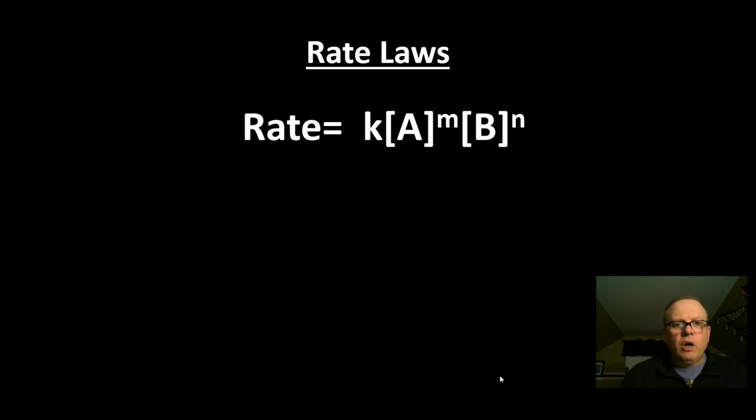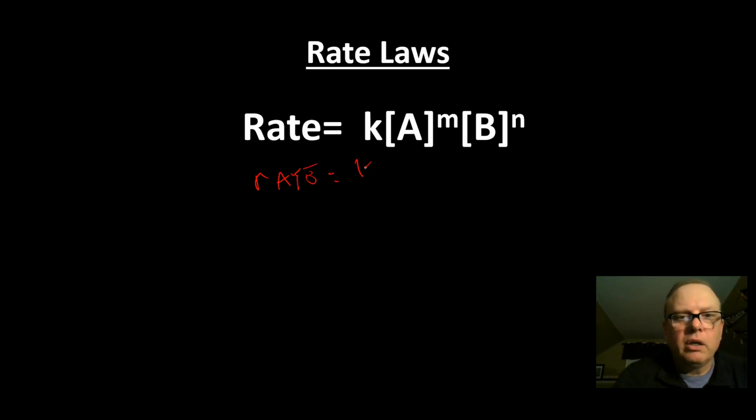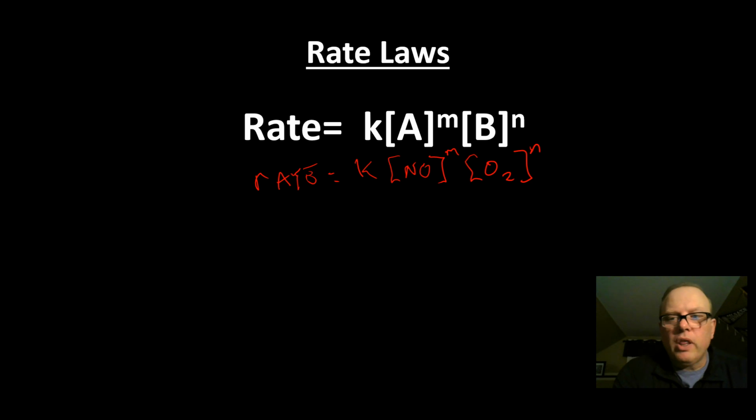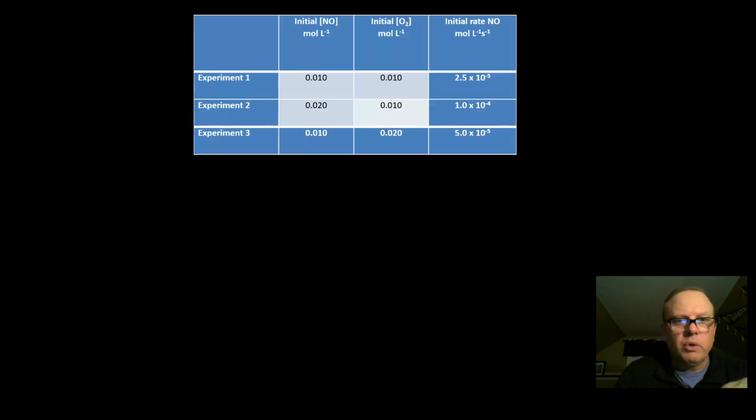First of all, remember a rate law is going to look like this. Rate is equal to K times the concentration of A and then B. In this case, our rate law is going to end up being K times the concentration of NO, which was the first reactant, to the M, times the concentration of O2, the second reactant, to the N. So this is what we were trying to figure out. Now, the first thing we're going to do is figure out the rate orders for the nitrogen monoxide and the oxygen here. So flip forward, and here's the data that was given to us up at the top.